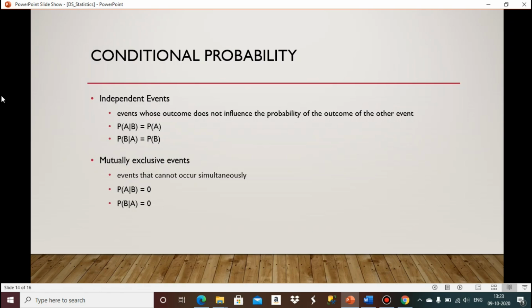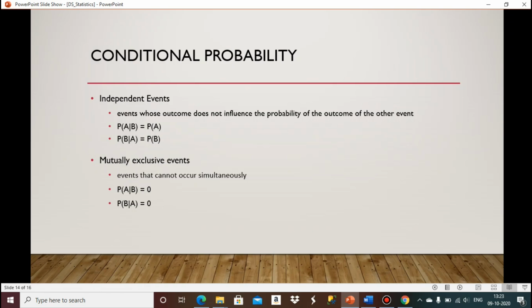Similarly, from the next equation, the conditional probability of B based on A is equal to the probability of B. That means the likelihood of the occurrence of B does not depend on the occurrence of A. So if these two equations are true, then we can say that events A and B are independent of each other. That means A does not depend on B and B does not depend on A.